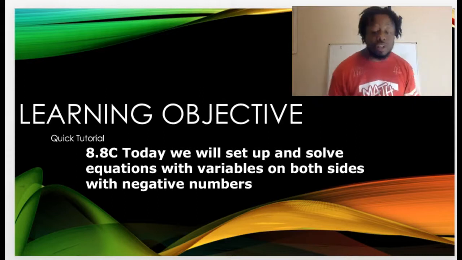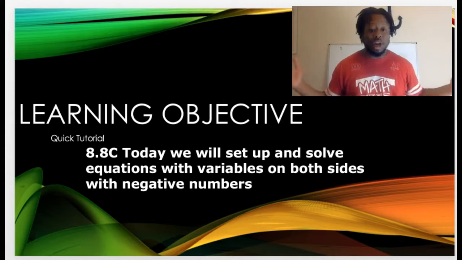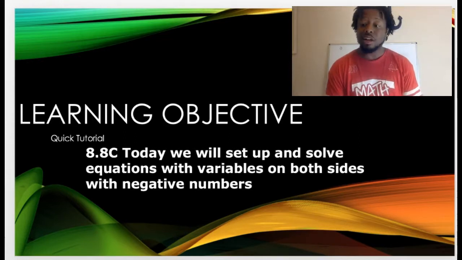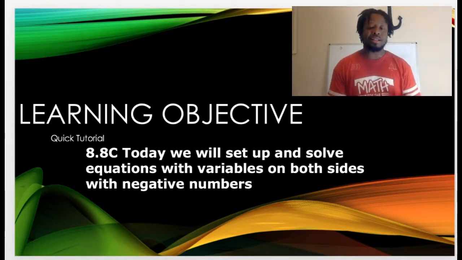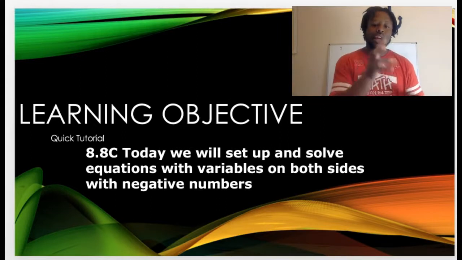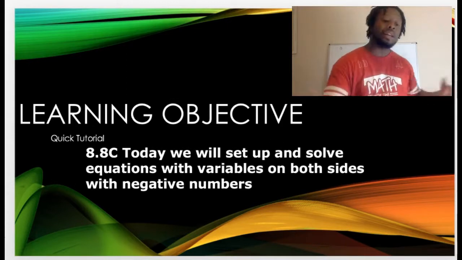In case you didn't see what just happened, I just went over the objective and I ain't even read it. Our objective, we're going to be setting up and solving equations with variables on both sides of the equation, but with negative numbers. I'm going to do some things intentionally on this lesson to throw some negative numbers in there so that I can make sure that you guys are handling it properly. All right, let's get to the problem.